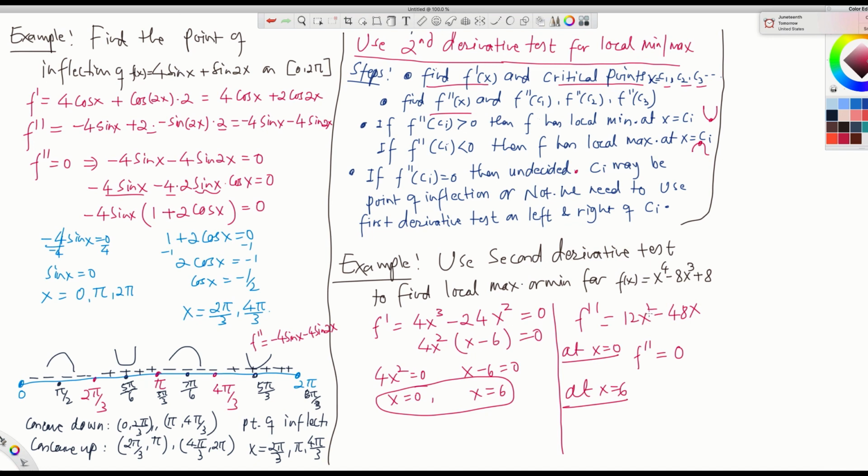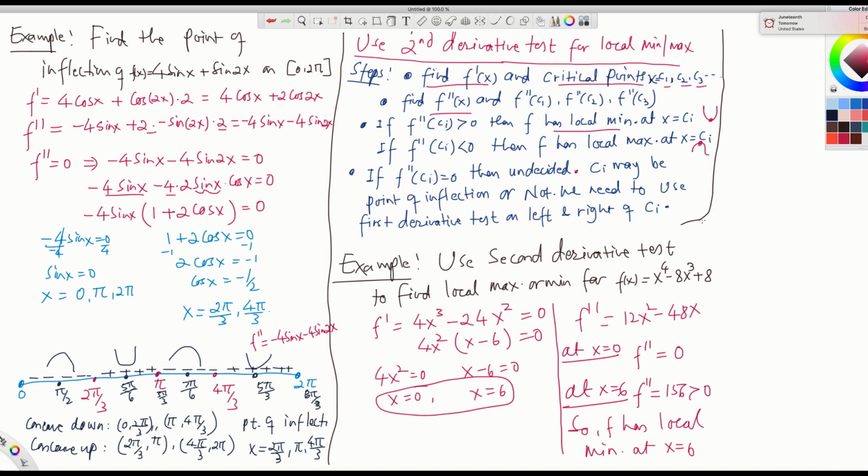12 times 36 minus 48 times 6. Let me use the calculator for that. So 12 times 36 minus 48 times 6 is 156. That will be positive. f double prime will be 156. That is positive. So f double prime positive means what? Local min, right? So f has a local min at x equals 6.